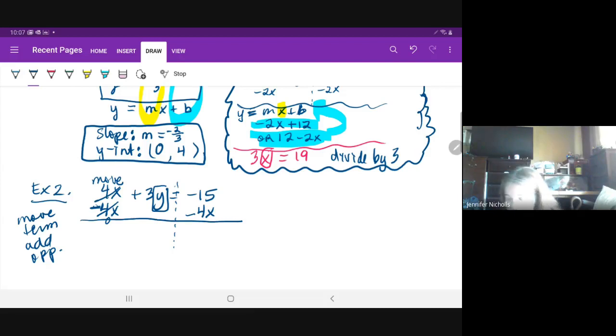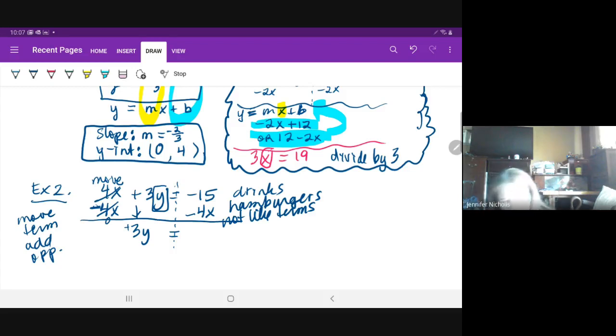Okay, bring this down. 3y, positive 3y technically, equals. And then you have to choose the order, but put not like terms. Because what some people in the other class did on this lesson is they made that negative 19x. Okay, but these are drinks. And these are hamburgers. Right? So they're not like terms.